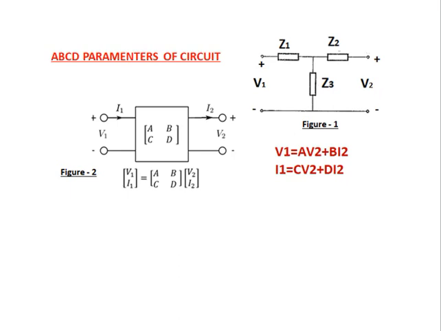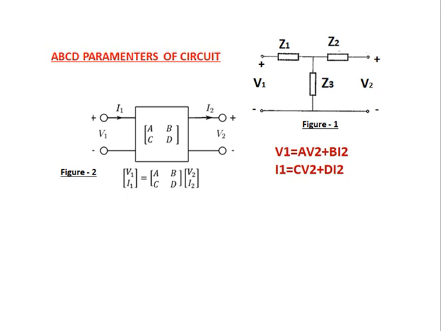The current flowing from the circuit into the connected load impedance is I2. From the source, the current flowing into the circuit is I1. Now, this input voltage and current are functions of the output voltage and current. That is, V1 is equal to AV2 plus BI2, and I1 is equal to CV2 plus DI2.